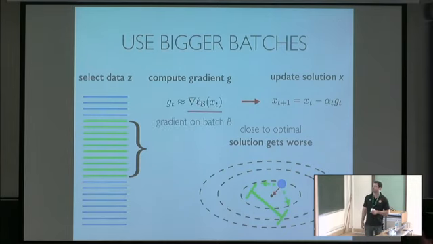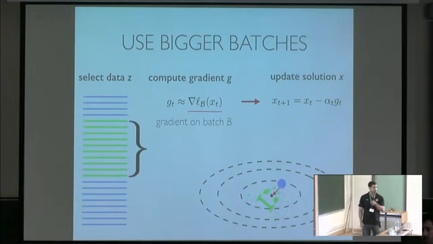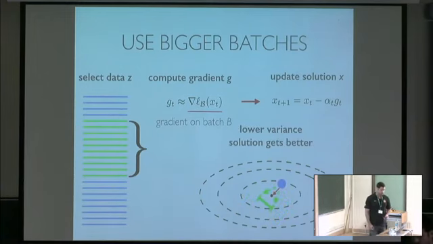So instead of computing this gradient with respect to one data point, you could compute it with respect to a larger batch of data points. Now you're averaging over more data, and then these error bars shrink. And now you can keep descending toward the minimizer without changing the step size.